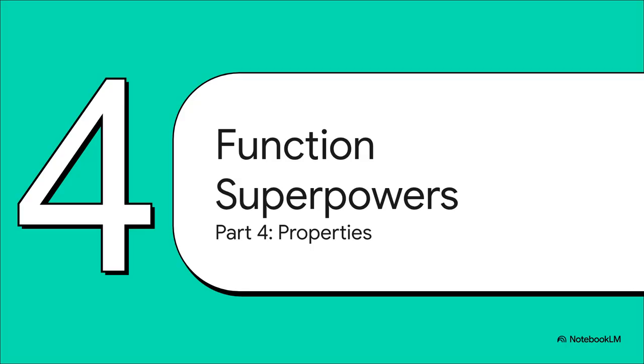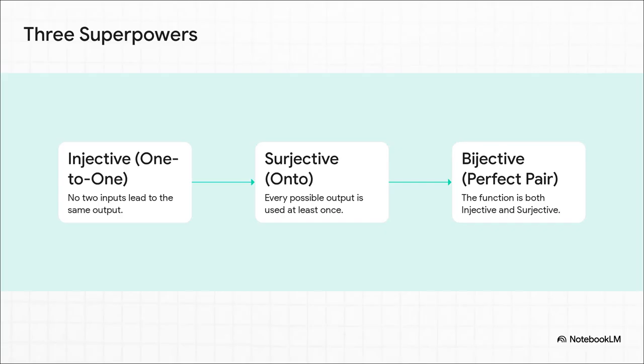So, this strict rule of exactly one output gives functions some pretty amazing abilities, or as I like to call them, superpowers. And these properties let us classify functions and understand what they can do on a much, much deeper level. There are three main types. First, you've got injective, or one-to-one. This is where every output is unique. Think of it like social security numbers. No two people share the same one. Then you have surjective, which means every possible output in the second set actually gets used. And finally, you get bijective, which is the holy grail. It's both of them combined, a perfect pairing.